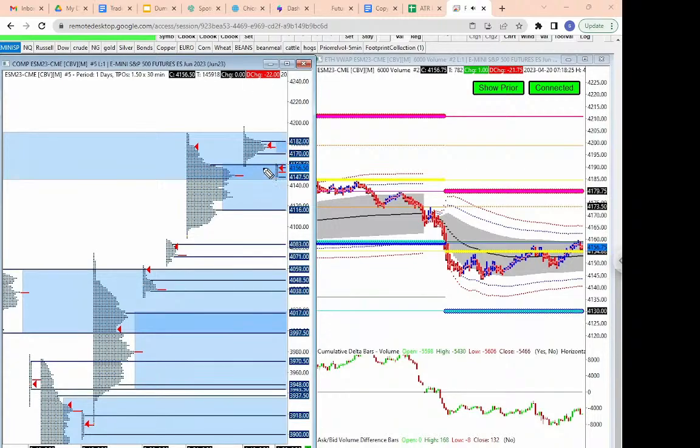That's what should happen. If this market launches back out of here, that's telling you something as well, and the market is probably going to rip. So that's why this is an important area.